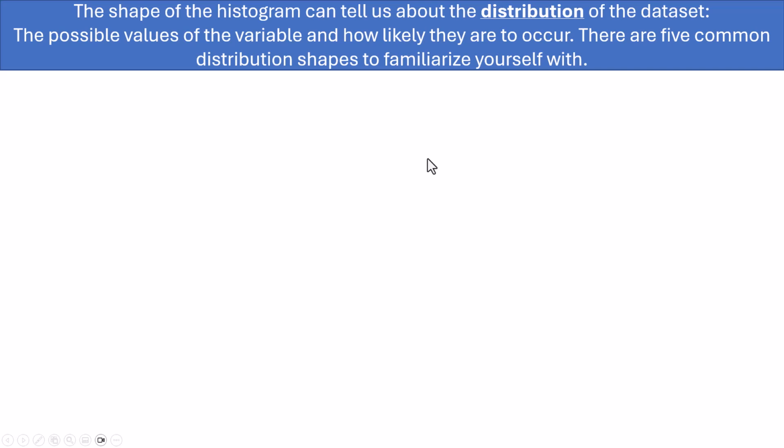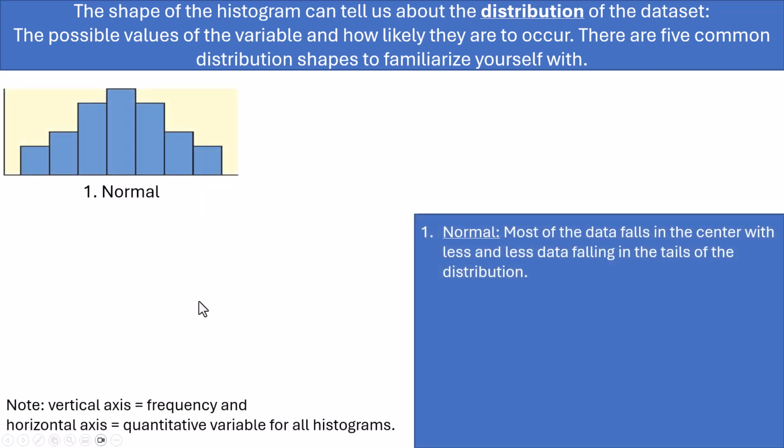I'm going to be using the variable example of test scores to describe each of these different distribution shapes, because depending on the class, test scores could follow any of these different distribution shapes. First, we have the normal distribution. Before we talk about this, just note that for every single one of these distributions, the vertical axis is representing frequency, and the horizontal axis is our quantitative variable. For our variable of test scores, that means as we move towards the right, we are representing larger test scores, and as we move towards the left, we are representing lower test scores.